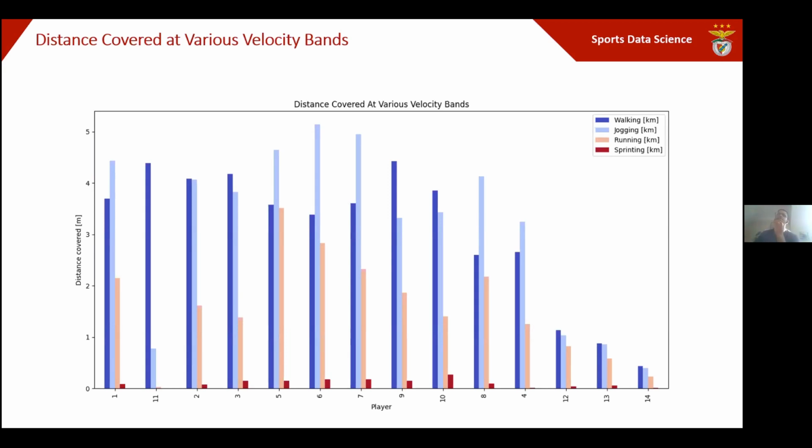So running, I think, was between 4 and 7 meters per second. Sprinting was greater than 7. Jogging was 2 to 4 or something like that, and then walking was anything before that. And so this gives us a better understanding of, okay, well, we know that a player did 10 kilometers, 9 kilometers, whatever. What actually was the distance that he covered in different speed bands?